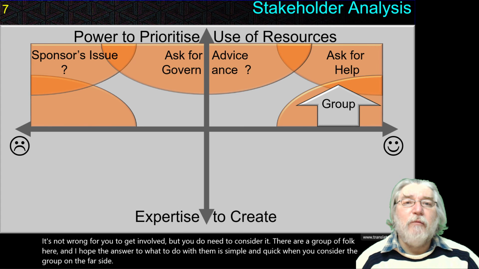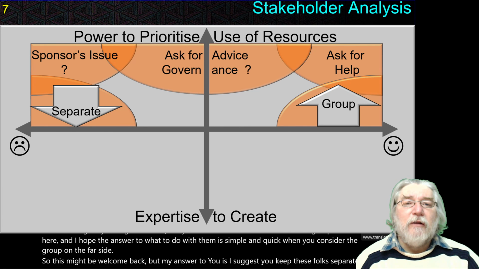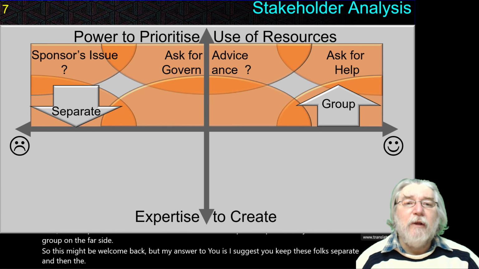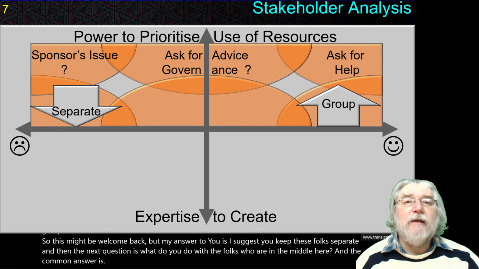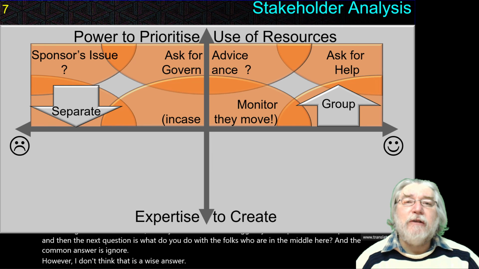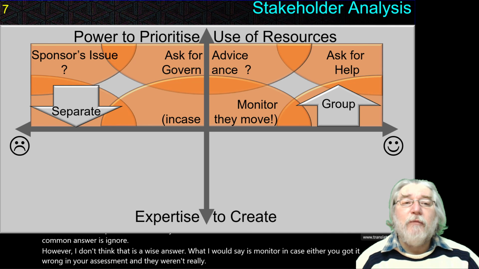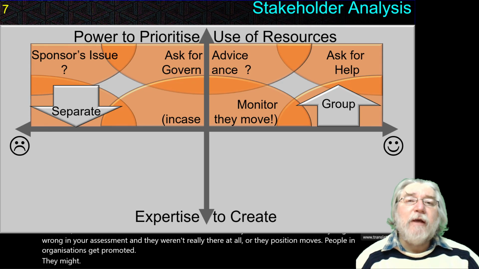So this might be welcome back, but my answer to you is I suggest you keep these folk separate. And then the next question is, what do you do with the folk who are in the middle here? And the common answer is ignore. However, I don't think that is a wise answer. What I would say is monitor in case either you got it wrong in your assessment and they weren't really there at all, or their position moves. People in organisations get promoted, they might group together, etc. Well, that's half the diagram.